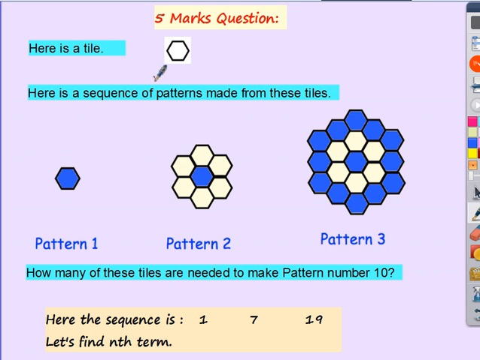It says that here is a tile given to you. The tile is in the form of a hexagon. You can see there are 6 sides. I am not counting the lines. They say here is a sequence of patterns made from these tiles. Here you are using one tile. Here you can count 6 plus 1, so 7. And here you can count further, it is coming 7 plus 12. You can count 3 plus 3 plus 3 plus 3, like that. So there are 12. So it is 12 plus 7, 19.